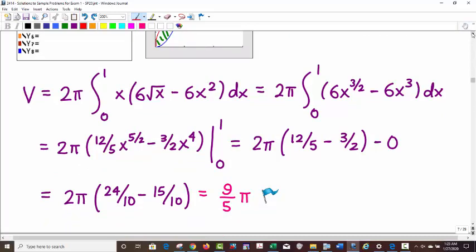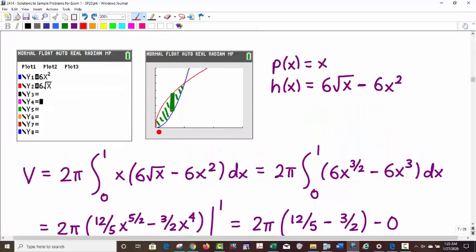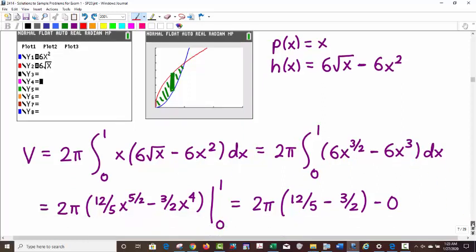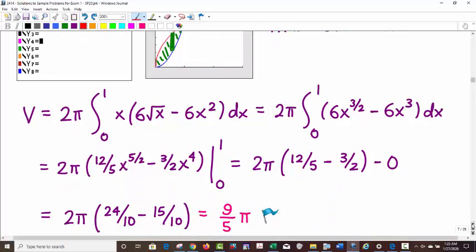And the limits of integration are 0 to 1, of course 2 pi, your p of x times the difference in these two. So not a hard integral. Of course, like I said, you can do it in the calculator, but it's not that hard. Distribute, so that becomes 6x to the 3/2 minus 6x cubed. So these are just power rule problems, no substitutions or anything.